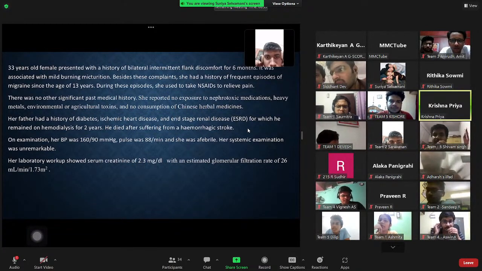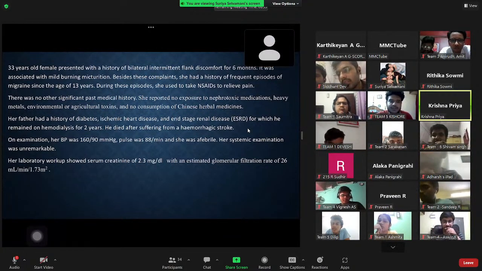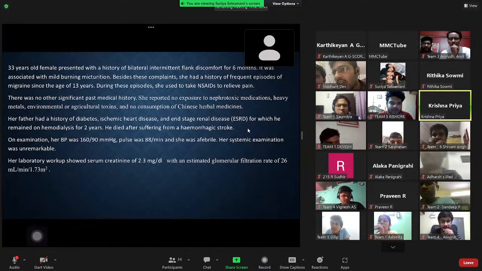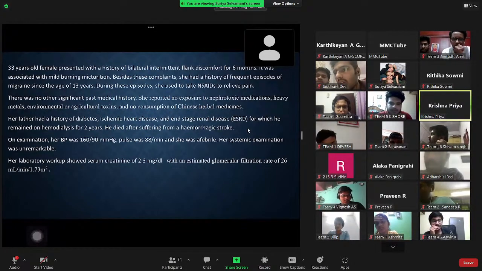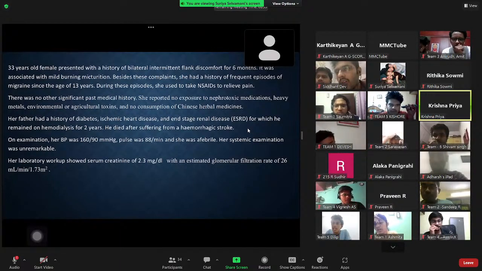Here is a question. A 33-year-old female presented with a history of bilateral intermittent flank discomfort for 6 months associated with mild burning irritation. Besides these complaints, she had a history of frequent episodes of migraine for which she used to take NSAIDs. There is no significant past medical history. There is no history of drug and toxin exposure. Her father had a history of diabetes, ischemic heart disease, and end-stage renal disease, and he was on hemodialysis.